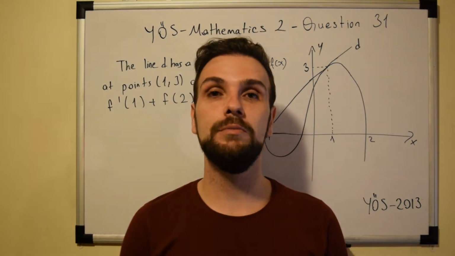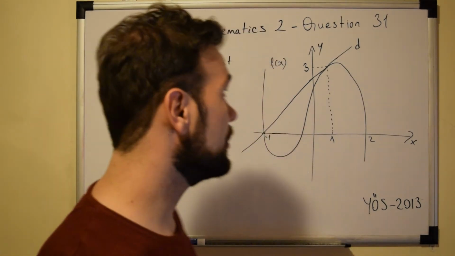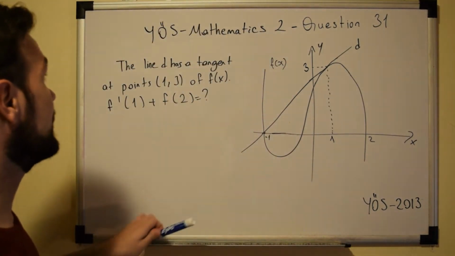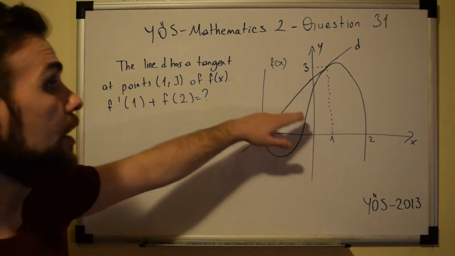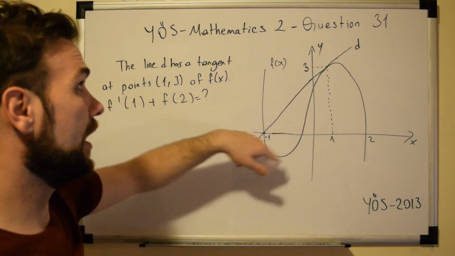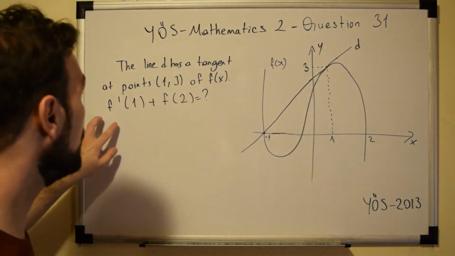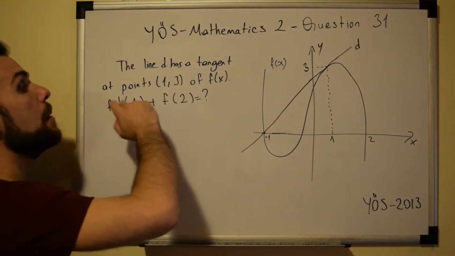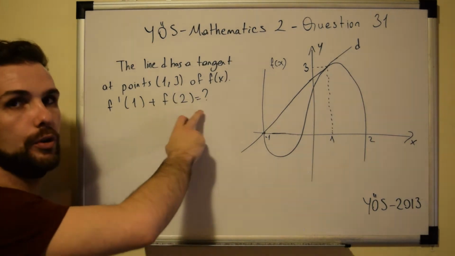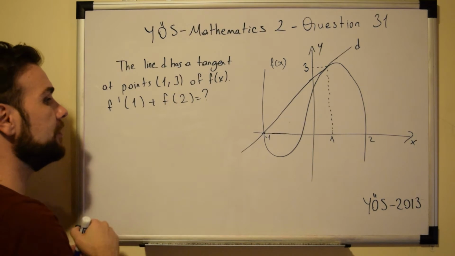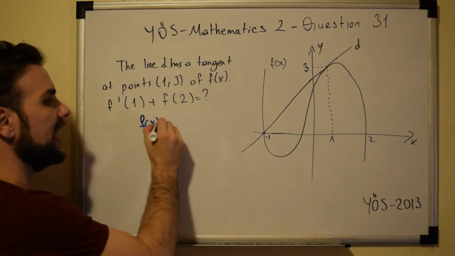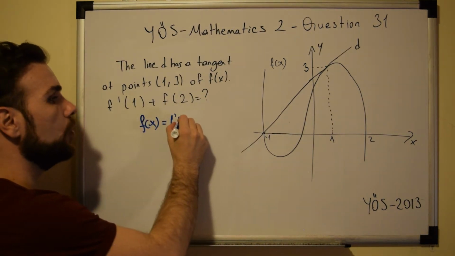Greetings everyone and welcome to question number 31. In this question we have the line D, which has a tangent at point (1, 3) of f(x). So as you can see, (1, 3) is on the function f(x). And we are asked for the derivative of f(1) plus f(2). What is their sum?